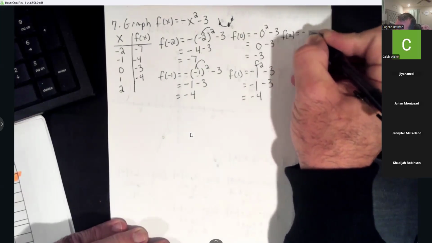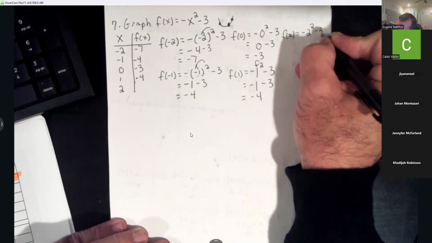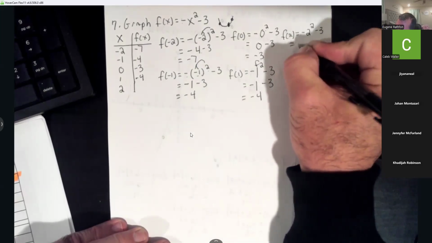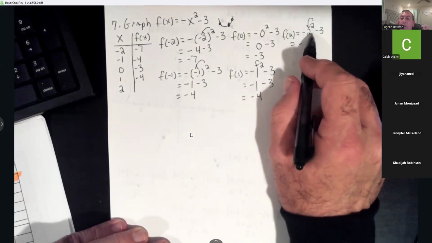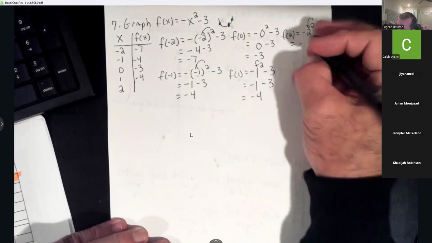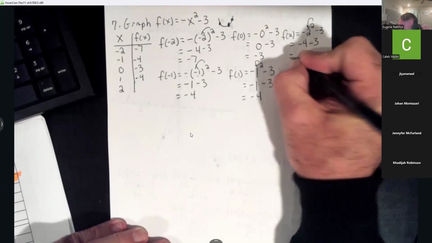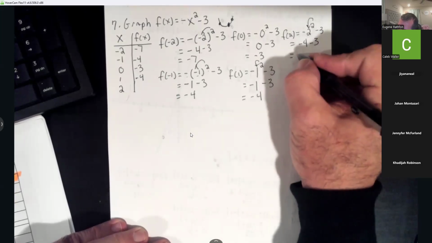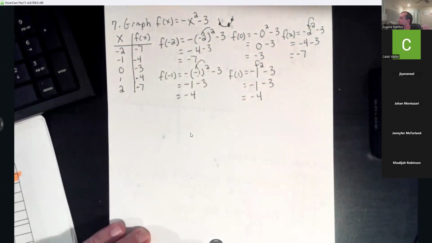So that'll be a negative times 2 squared minus 3. Once again, bring that negative down. The exponent only affects the 2. 2 times 2 is 4. Bring down that -3. And y'all look at that. -4 minus 3 gives us a -7.